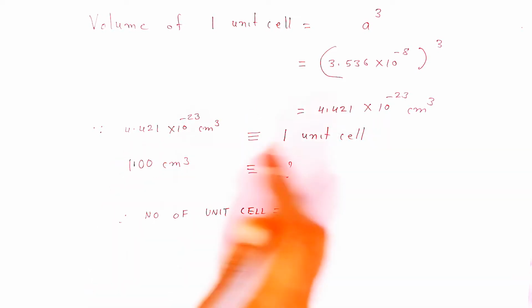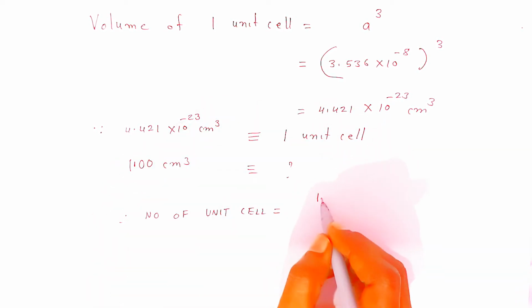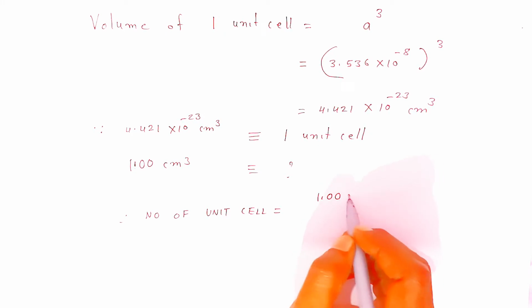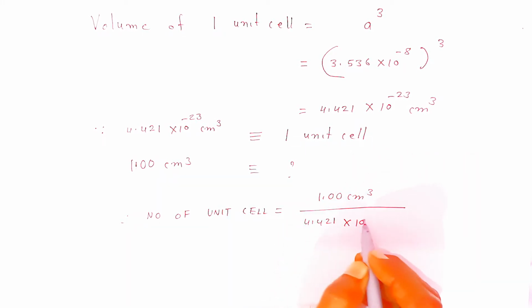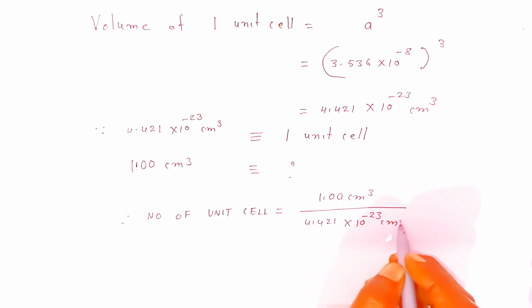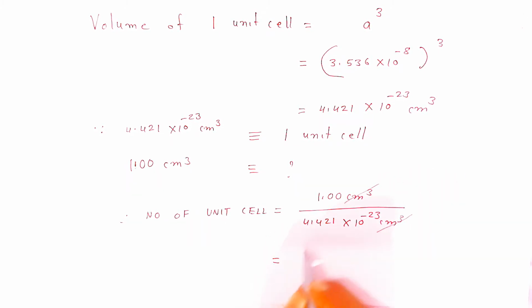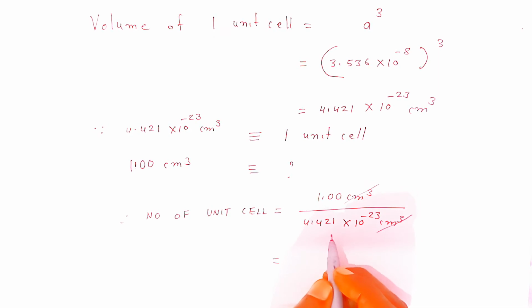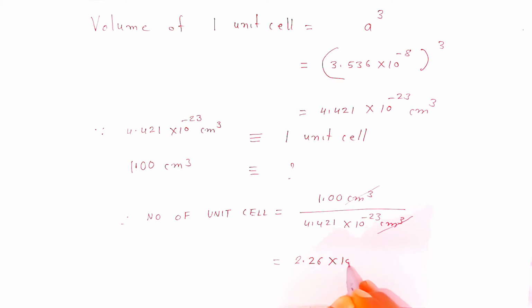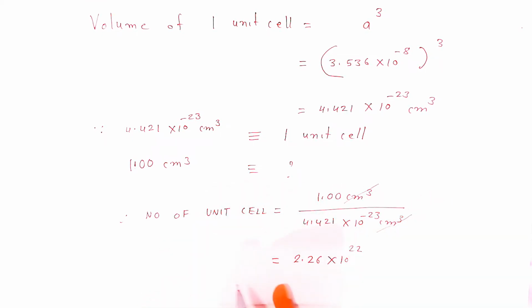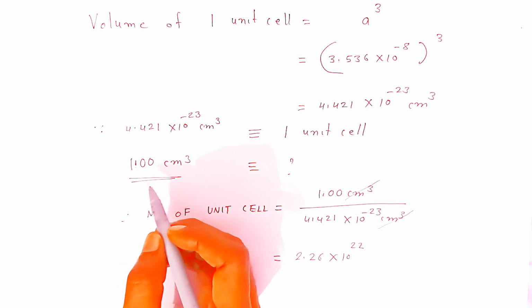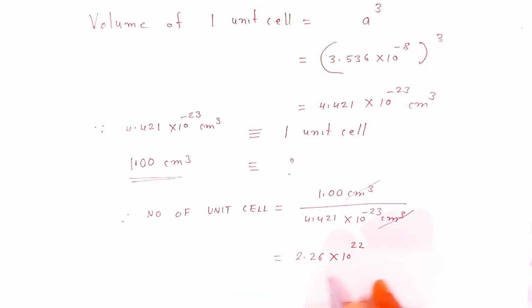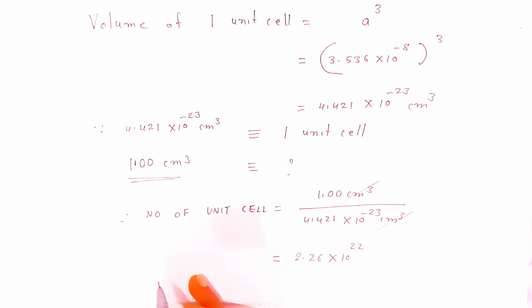1.00 centimeter cube divided by 4.421 into 10 raised to minus 23 centimeter cube. Centimeter cube cancels, and when you do 1 upon 4.421, it comes to 0.226 into 10 raised to 23, about 0.26 into 10 raised to 22 as written. So this is the number of unit cells present in 1 centimeter cube. If the volume is this much, this much volume corresponds to this number of unit cells.